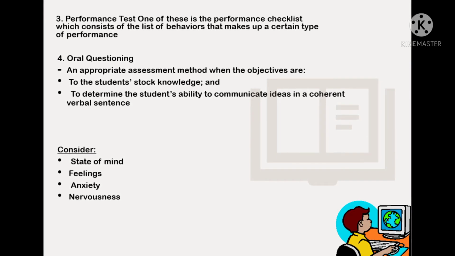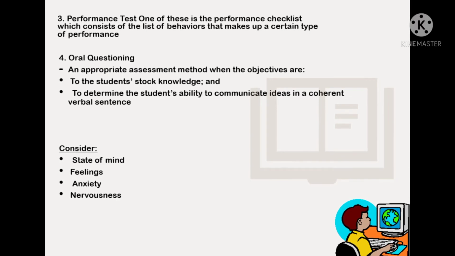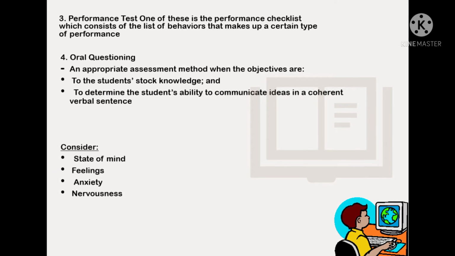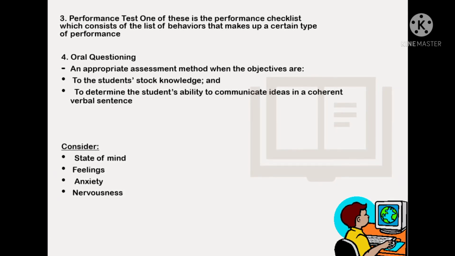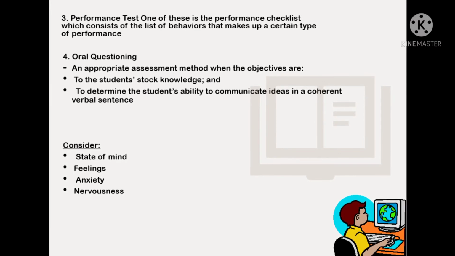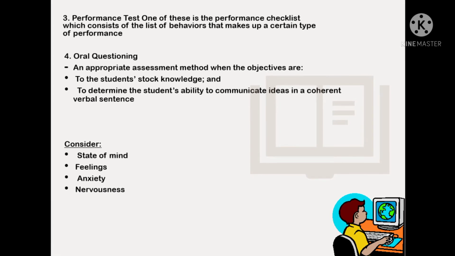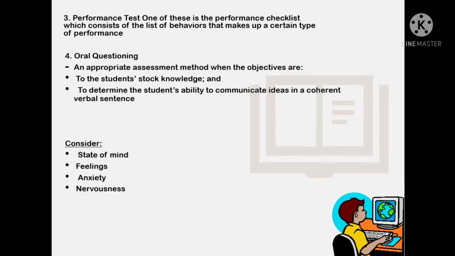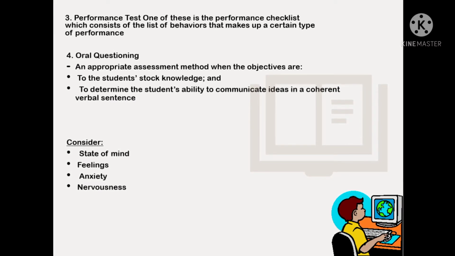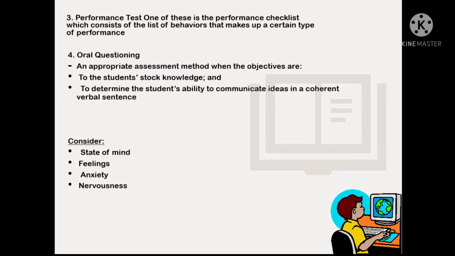and to determine the student's ability to communicate ideas in coherent verbal sentences. Basically, a lot of educators commonly use oral questioning to evaluate a student based on their understanding of what they learned about the topic. It also considers state of mind, which is cognitive, feelings, anxiety, and nervousness that most of us have encountered.